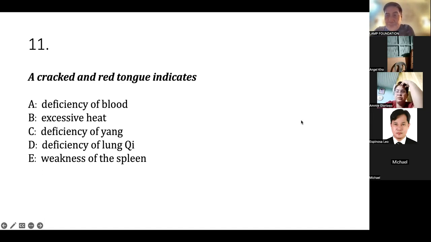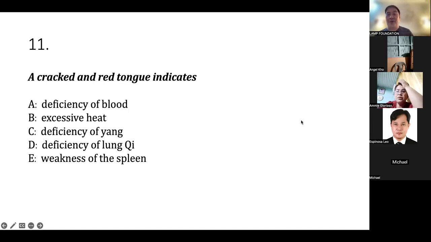Ano pa? Yung boses ng pasyente mo, mahina na po. Tapos yung kamay niya, malamig. Okay. What's your best point? Best point for lung 7, Doc. And lung 9. Yes, Doc. Actually, lung 9.